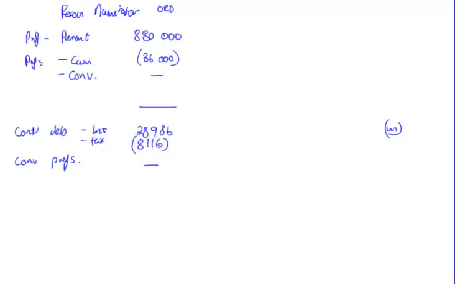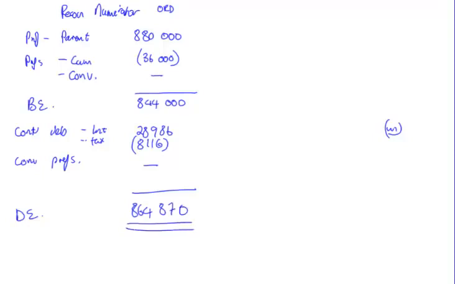So what we've got now is our basic number. Your basic earnings is this one over here, net profit after prefs. So that's going to be 844,000. And then your diluted earnings is after adjusting for the earnings adjustment on these potential ordinary shares. So 844, and then we're going to add back the interest of 28,986. But then the interest saving minus 8,116 gives us 864,870. That's what we call diluted earnings.